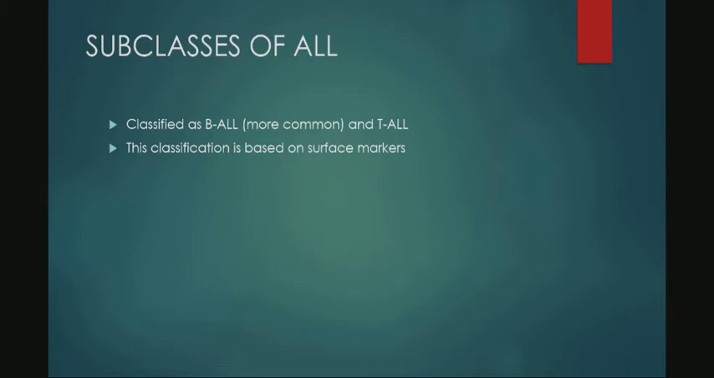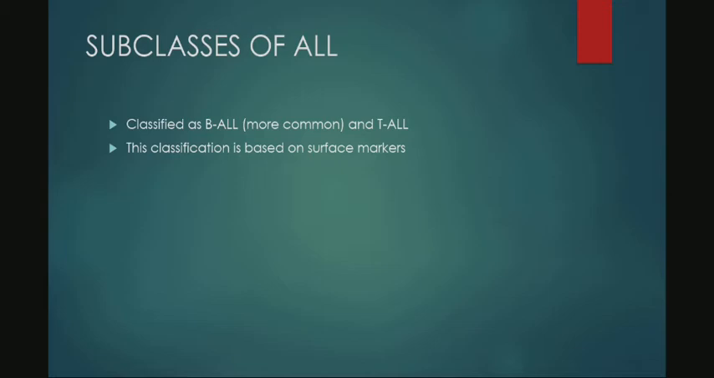Okay, now the next understanding that we need to have again is how do we subclassify them? If we have identified to say, okay, because this blast cell is TdT positive, and we are saying it is acute lymphoblastic leukemia, then how do we tell to say this is a B cell acute lymphoblastic leukemia or a T cell acute lymphoblastic leukemia? Well, this classification will be based on the surface markers that you find on these cells.